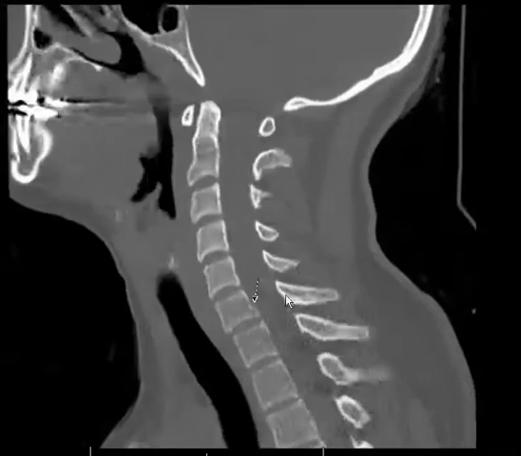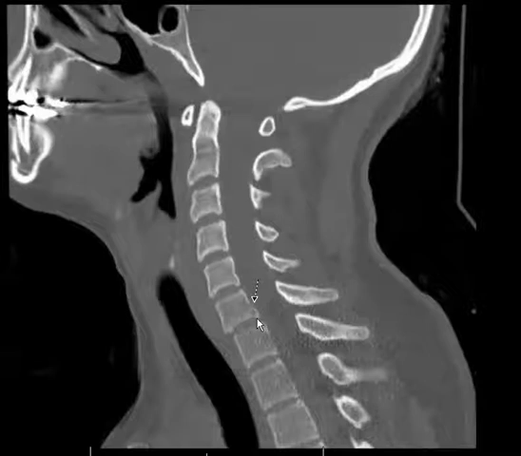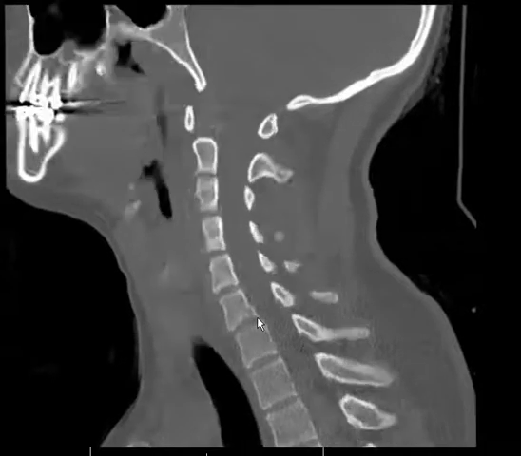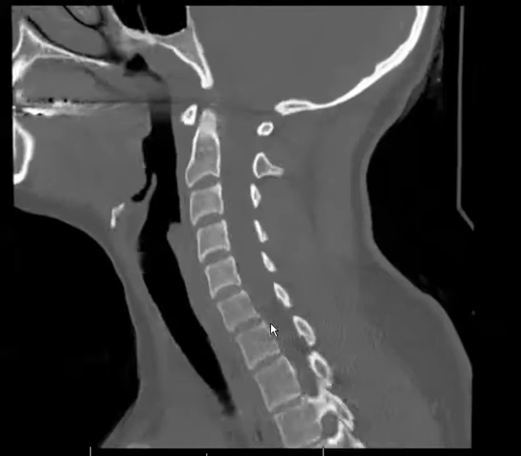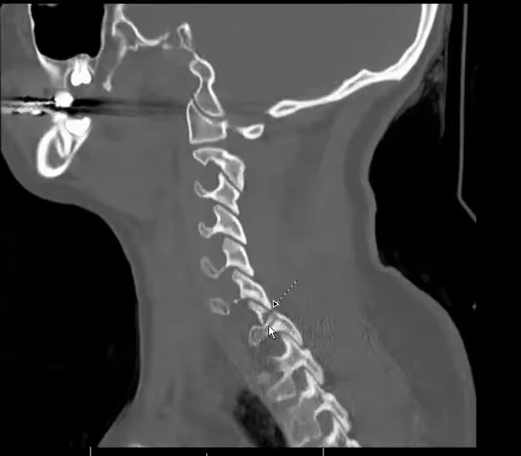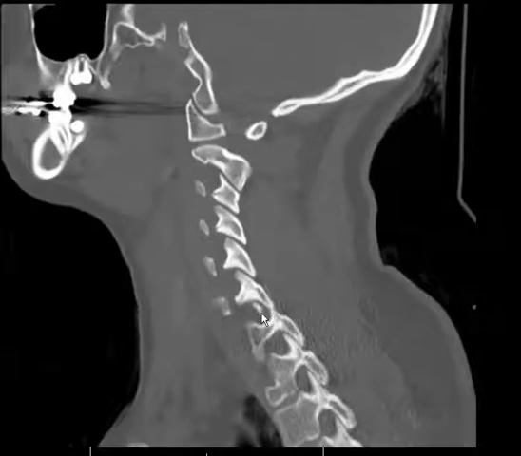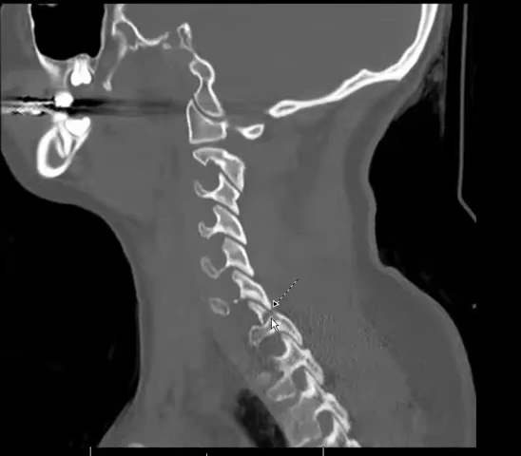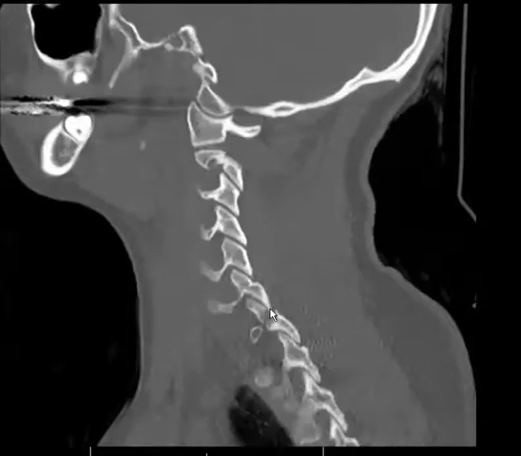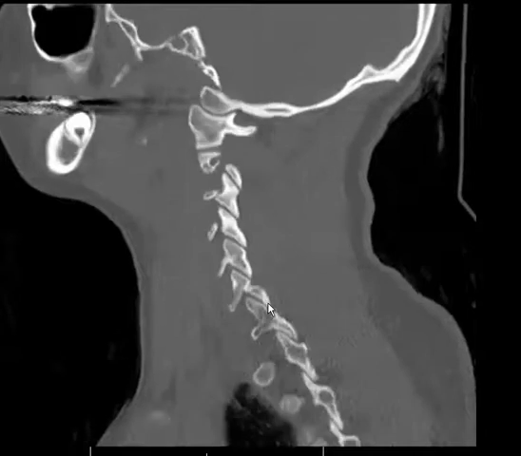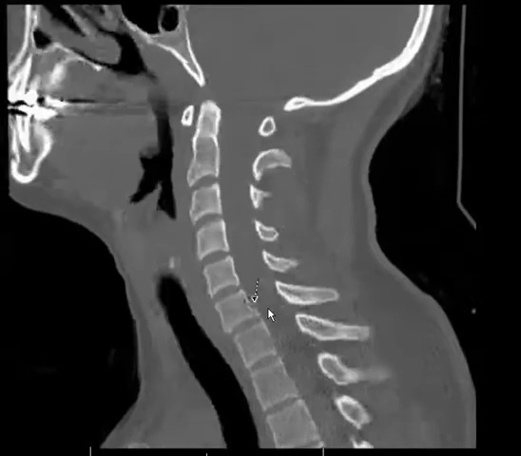The salient findings in this case is here we see a posterior inferior fracture fragment at the level of C6. In addition to that fracture, we see a right superior articular facet fracture with extension into the pars interarticularis here at the level of C7. Notice that the C6 inferior articular facet is not fractured.